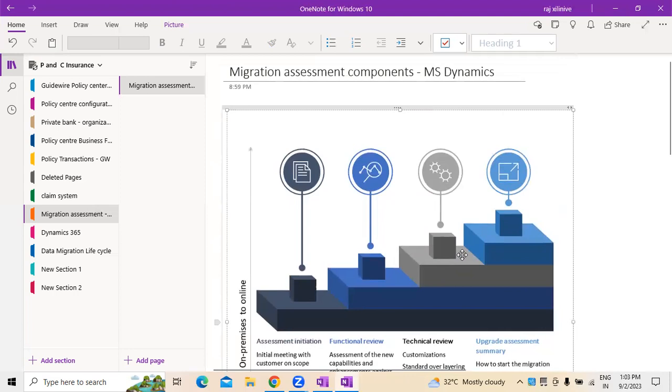So whenever there is a migration of applications from legacy systems to new applications, these are the assessment components for people involved in this integration or transformation approach, from legacy to online cloud applications, or from on-premise to online cloud. These are the steps we have to consider and keep into account.